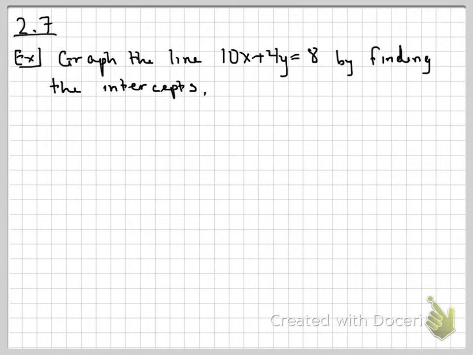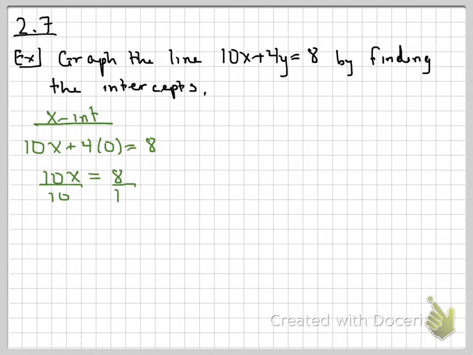And so what we want to do first is find the x-intercept. And so we do that by plugging in 0 for y. That's going to give us 10x plus 4 times 0 is equal to 8. 4 times 0 is 0, so that gives us 10x equals 8. We divide both sides by 10, and we get x is equal to 8 tenths. That can reduce, so let's go ahead and do that. That's going to give us x is equal to 4 fifths. And now we write that as a point. That's going to be 4 fifths, comma 0. Alright, so that is our first point here.